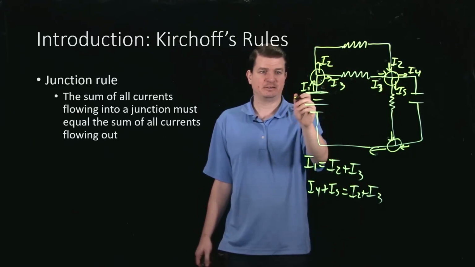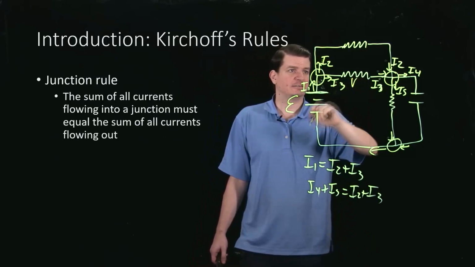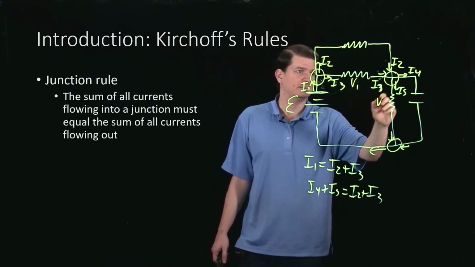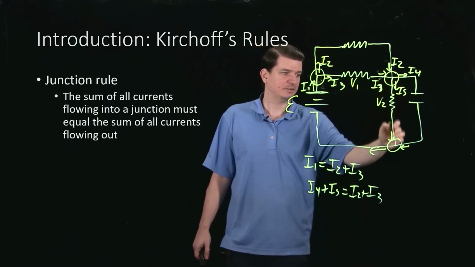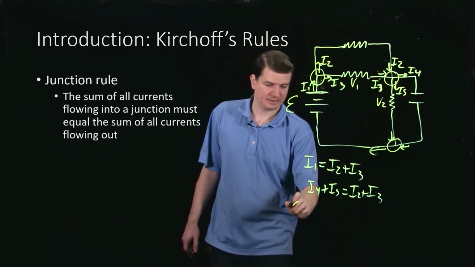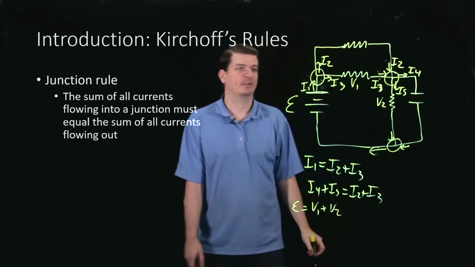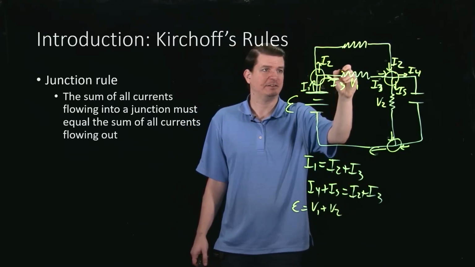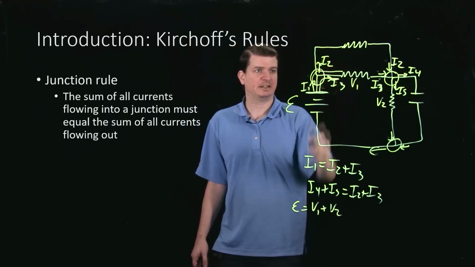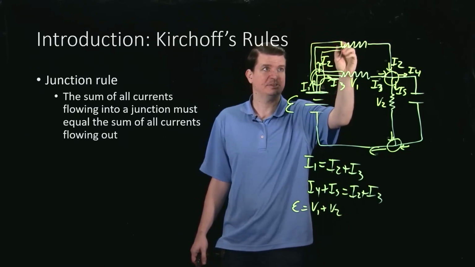So if this thing has some EMF, and this thing has a potential difference, say V1, and this thing has a potential difference V2, then just looking at this circuit, I know that the EMF must equal V1 plus V2. Okay? And that's basically saying that along this bit, that part is all an equipotential surface. So is this part too, really, if we want to get specific.